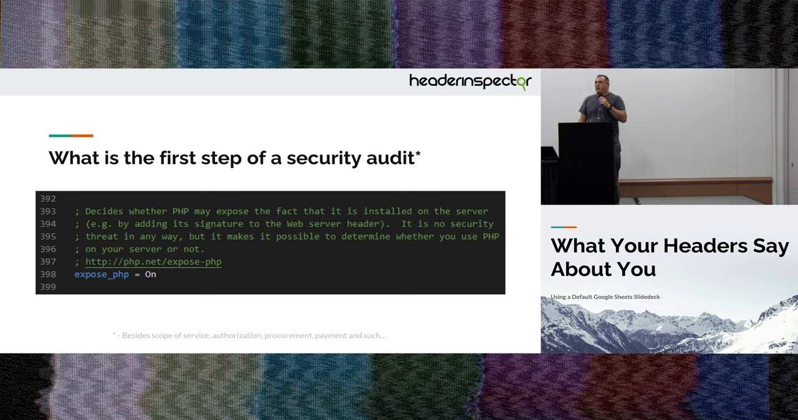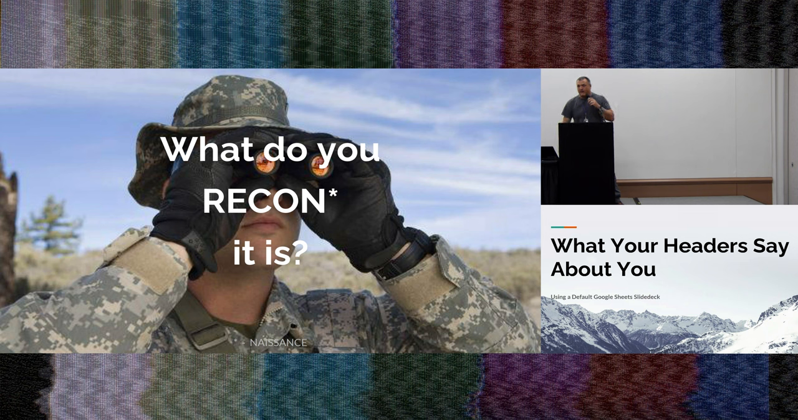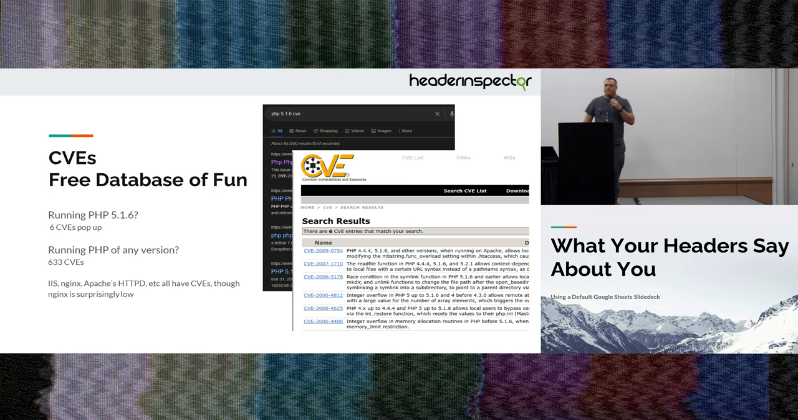Now, if you had to wonder, besides paying for it and procurement, scope of work and all that good stuff, what is the first step of a security audit? What do you guys reckon it is? Felt pretty proud of that one. Reconnaissance. So when you go look at a web server and it says PHP version 8, the first thing that you're probably going to do with that information is take it to Google.